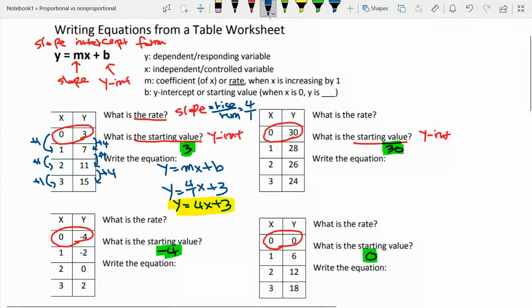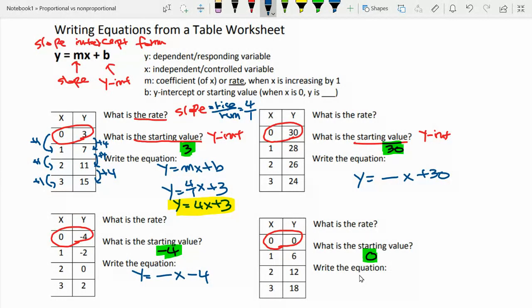And since I know the pattern, I'm just going to write everything. Y is equal to, my slope is a fraction, and this one, my y-intercept is positive 30. All right, the last one is y is equal to, slope is a fraction, something x, and my y-intercept is -4. Okay, the last one is y is equal to, my slope is a fraction, and my y-intercept is positive 0.